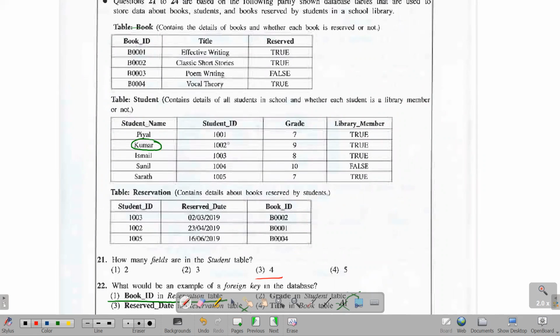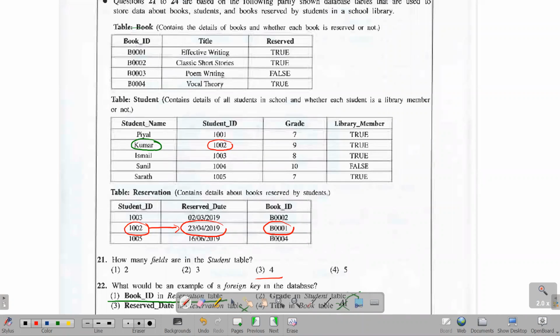So Kumar, student number is 1002, grade is 7, library member is 2. So student ID is 1002. 1002 can be found on the reservation table right over here. So it is related with the reserve date of this and the book ID of this.